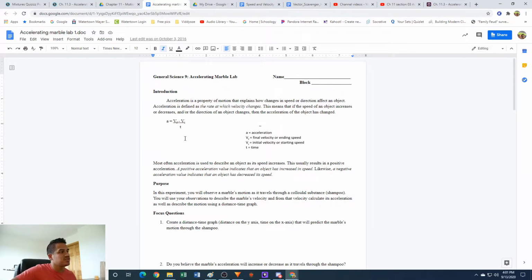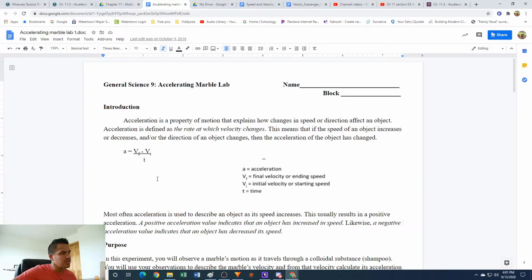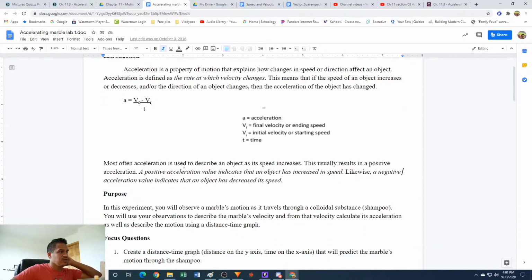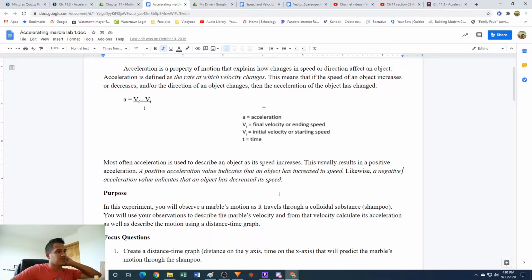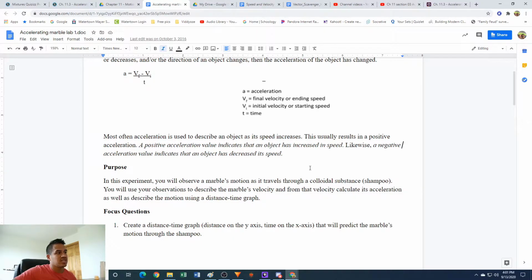They give us an equation for acceleration, and let's zoom in a little bit here so you can see it better. We have VF, which is final velocity or final speed, minus VI, which is initial velocity or starting speed, divided by time, will then give us acceleration. It says most often acceleration is used to describe an object as its speed increases. This usually results in a positive acceleration. Likewise, though, a negative acceleration would indicate that the object has decreased its speed.